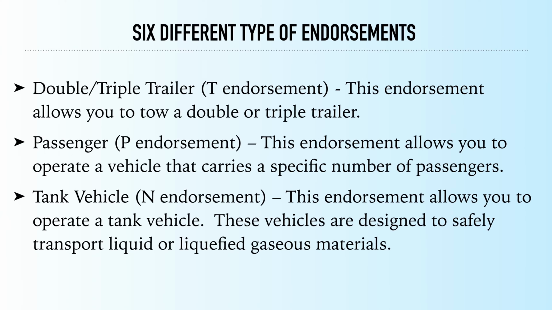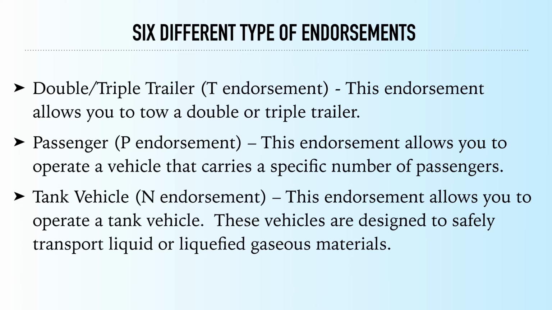You also have six different types of endorsements. You have doubles and triples, that's a T endorsement. This endorsement allows you to tow a double or a triple trailer, for example, those FedEx trucks that have two trailers. Passenger, which is the P endorsement. This endorsement allows you to operate a vehicle that carries a specific number of passengers. For a Greyhound bus, for example, you need a P endorsement.